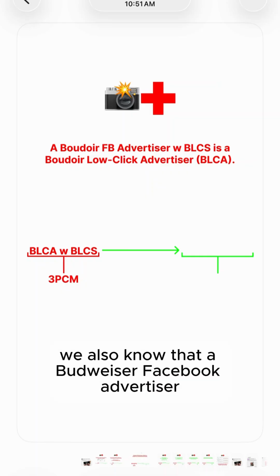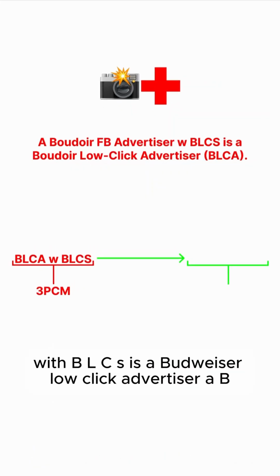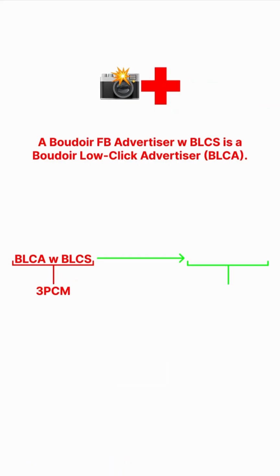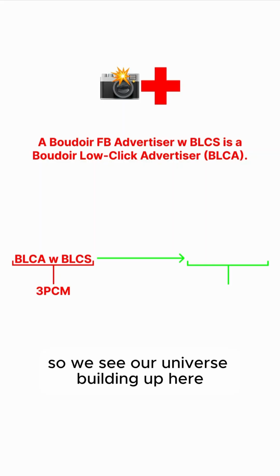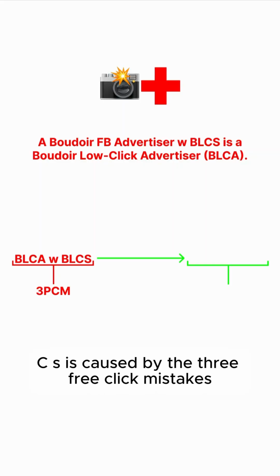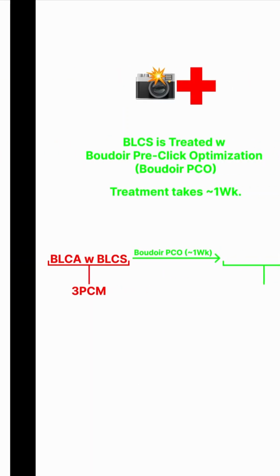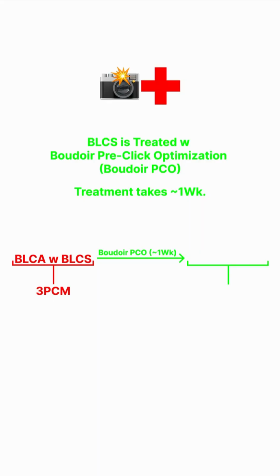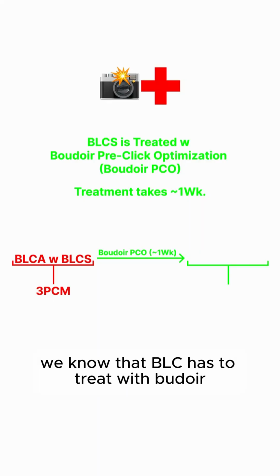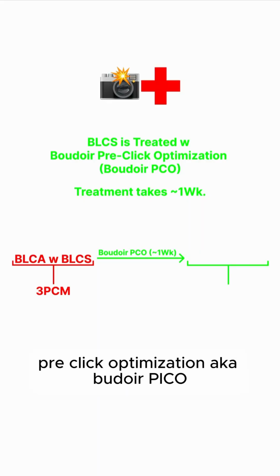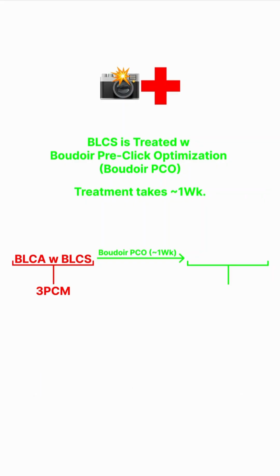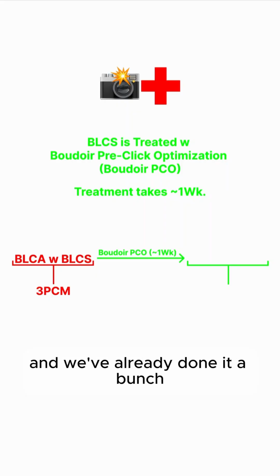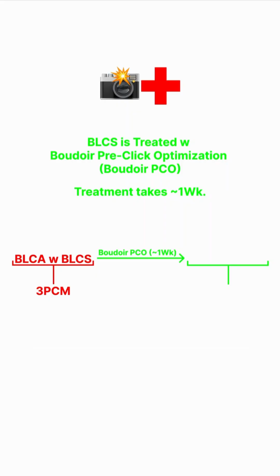We also know that a Boudoir Facebook advertiser with BLCS is a Boudoir low-click advertiser, a BLCA. So we see our universe building up here. A BLCA with BLCS is caused by the 3 pre-click mistakes. But we got a solution. We know that BLCS is treated with Boudoir pre-click optimization, aka Boudoir Pico, and treatment takes about a week. And we know this because we invented it and we've already done it a bunch.